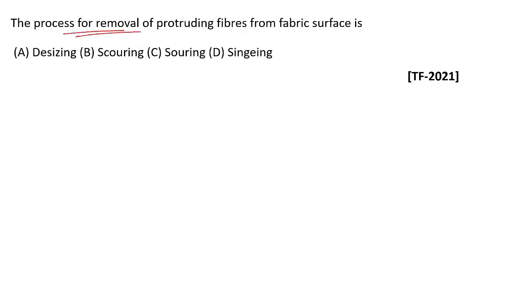The process for removal of protruding fibers from the fabric surface is: option A desizing, option B scouring, option C souring, option D singeing. These four options are basically textile chemical processing basic parts. What are the basic functions? Desizing: in desizing, the size is removed so that the fabric can be easily processed during dyeing and bleaching processes thereon and thereafter. In scouring, fats and waxes are removed.